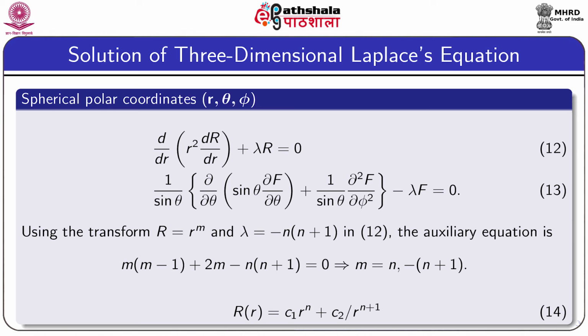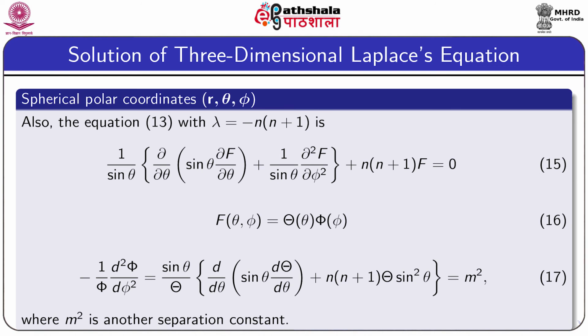Now, we have to find the solution for capital F, which is written in equation number 13. We have already assumed the value of lambda as minus n into n plus 1, so we are putting the value of lambda here. Now, we are again applying the method of separation of variables. We are writing F as the product of capital Theta and capital Phi, and we are substituting 16 into 15 to obtain a relation which is written in 17.